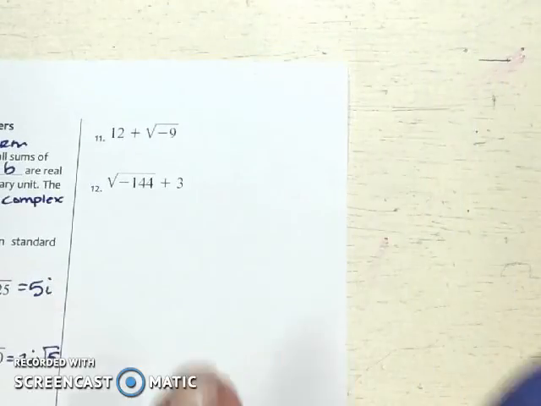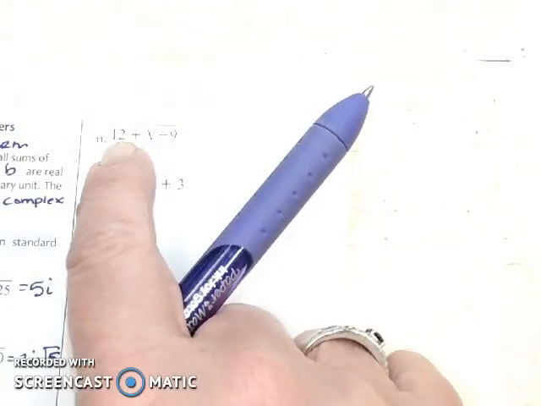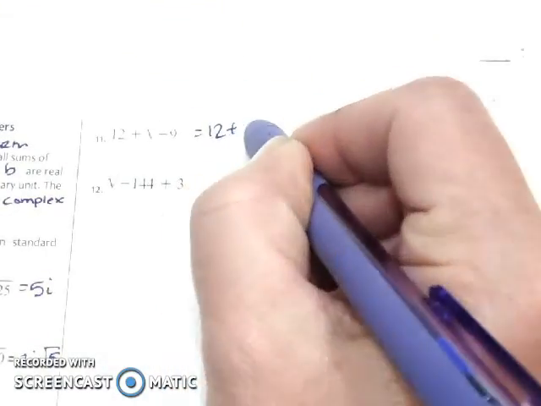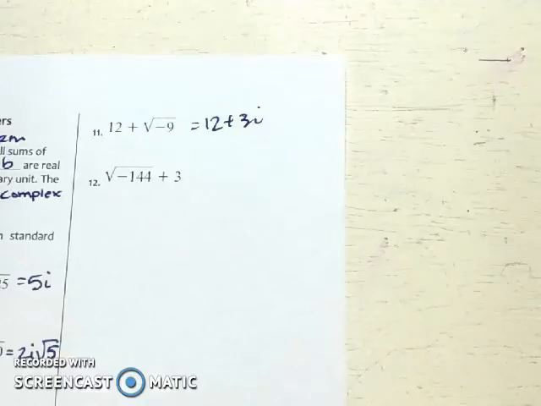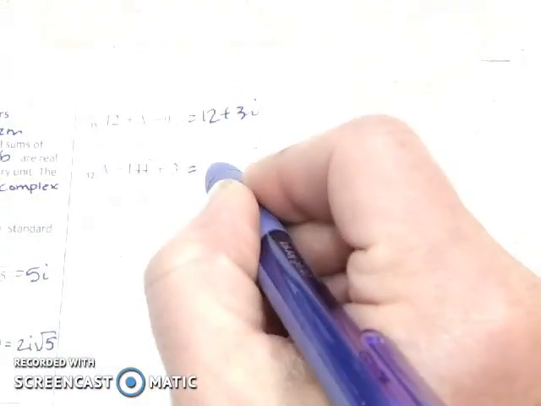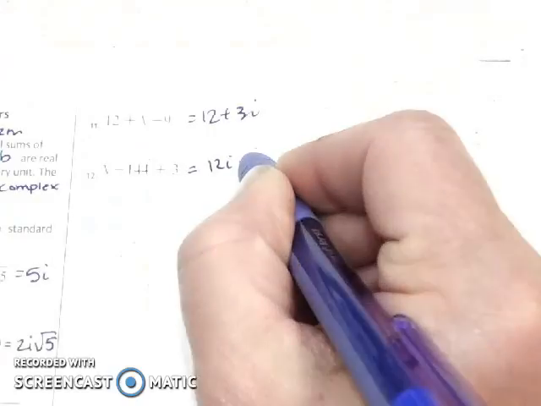On number 11, I've got 12 plus the square root of -9. So that's going to give me 12 plus 3I. On number 12, I got the square root of -144. So that's going to give me 12I plus the square root of 3.